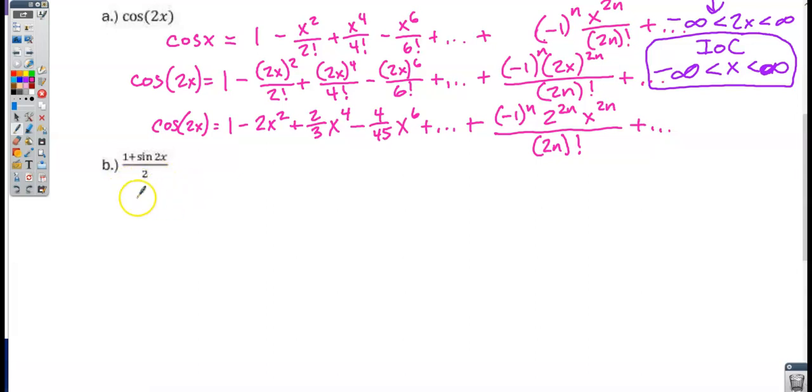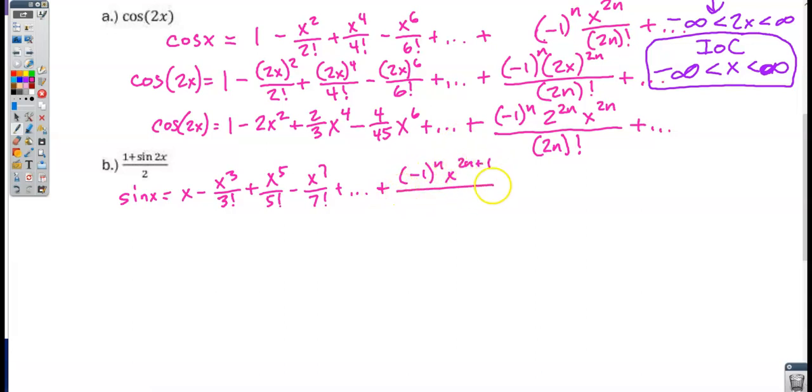I start with the series for sine of x, which is x minus x cubed over 3 factorial plus x to the 5th over 5 factorial minus x to the 7th over 7 factorial. And my general term is going to be negative 1 to the n, x to the 2n plus 1, all over the quantity 2n plus 1 factorial. All right. So now I'm going to break this down into parts.